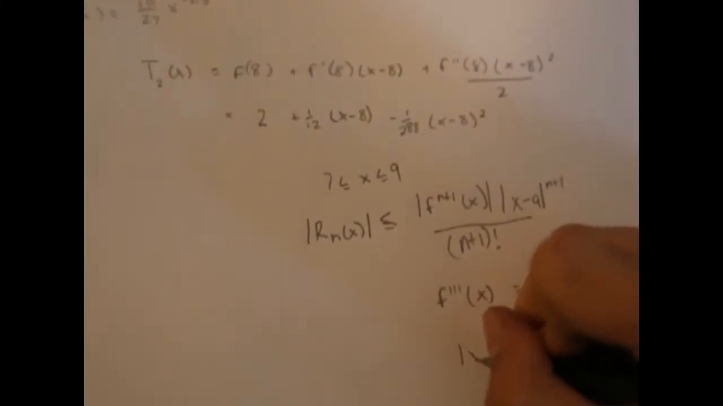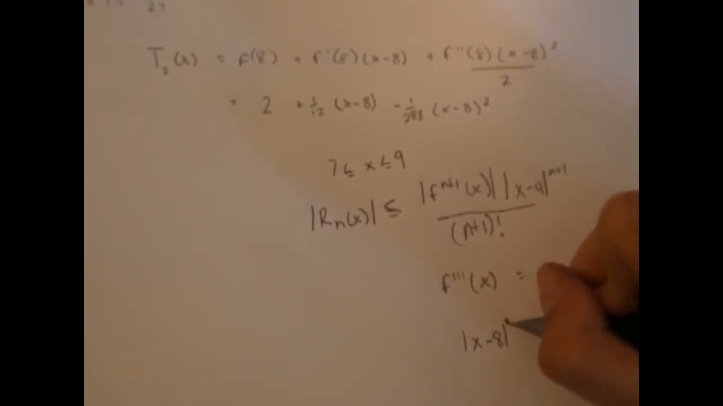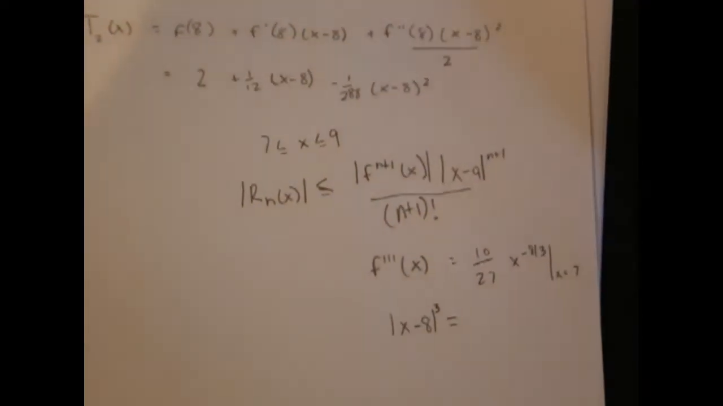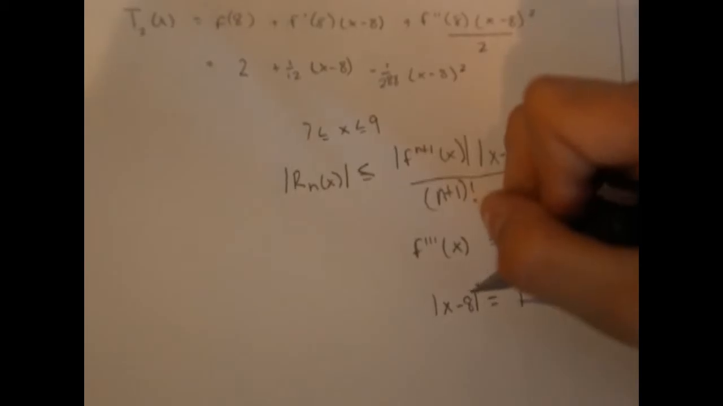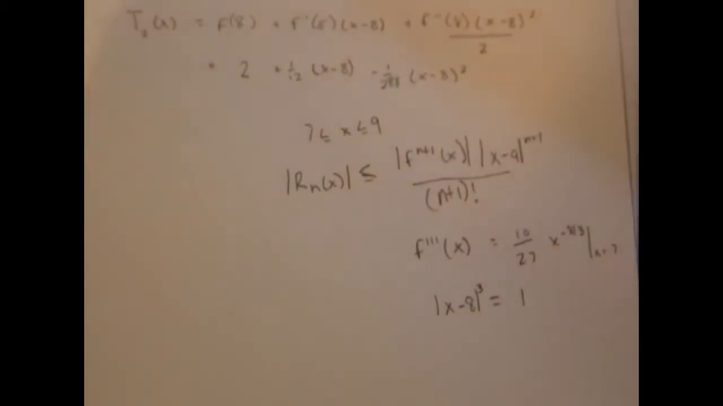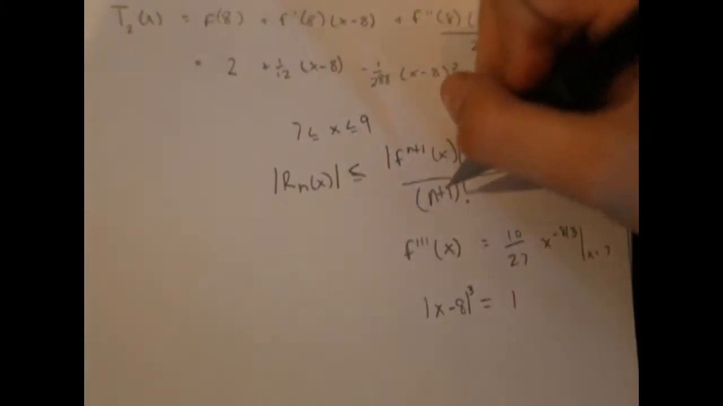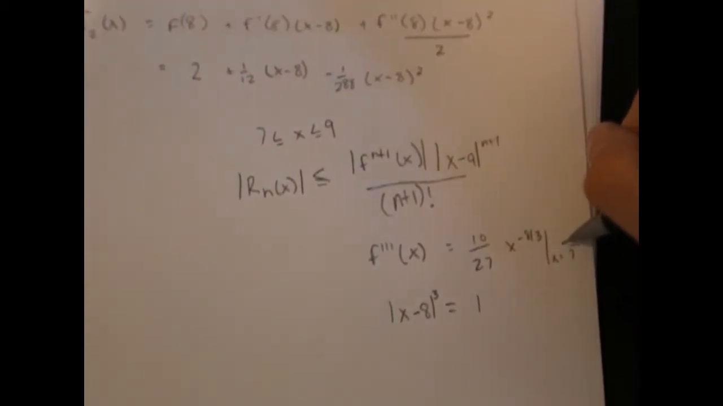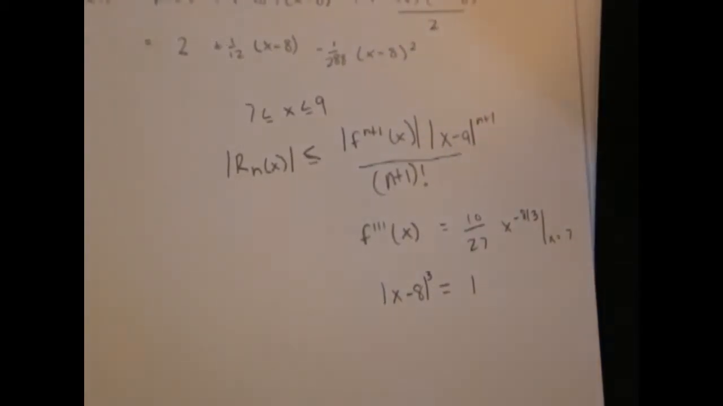Then if we want to maximize the absolute value of x minus 8 to the third power as well, we can use either 7 or 9, because both values give us a value of 1, since it's in absolute values. And then on the bottom we have n plus 1 factorial, which is just going to be 3 factorial. If you plug this into your calculator, you're going to get 0.0021.